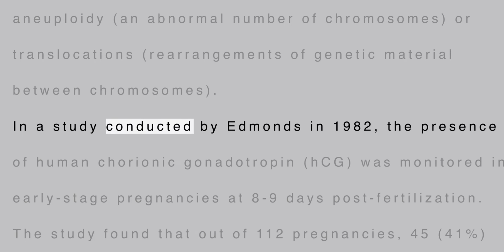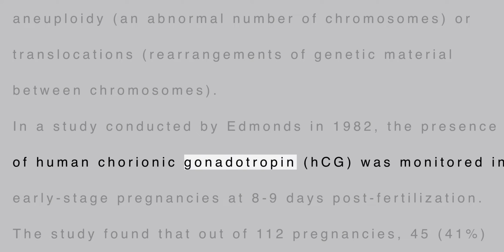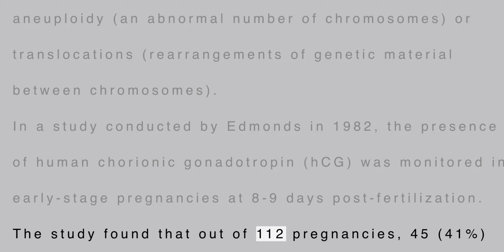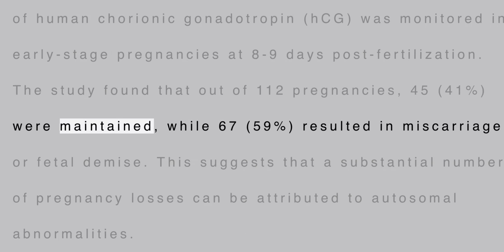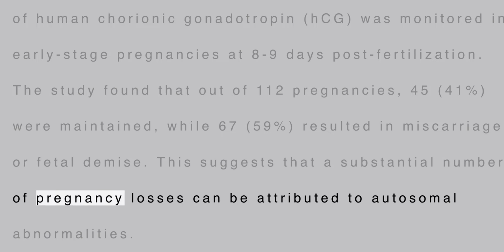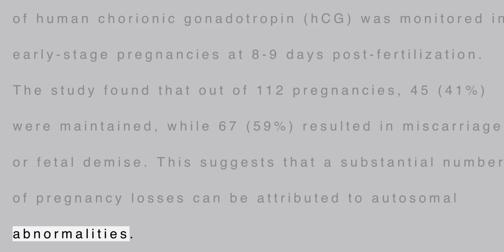In a study conducted by Edmonds in 1982, the presence of human chorionic gonadotropin, HCG, was monitored in early-stage pregnancies at 8 to 9 days post-fertilization. The study found that out of 112 pregnancies, 41% were maintained, while 59% resulted in miscarriage or fetal demise. This suggests that a substantial number of pregnancy losses can be attributed to autosomal abnormalities.